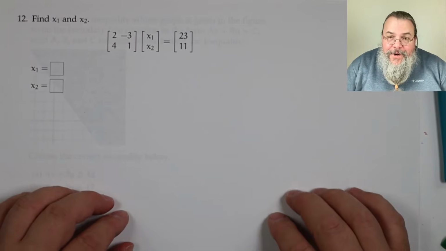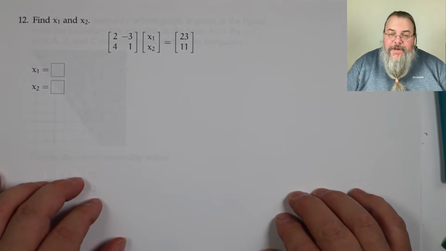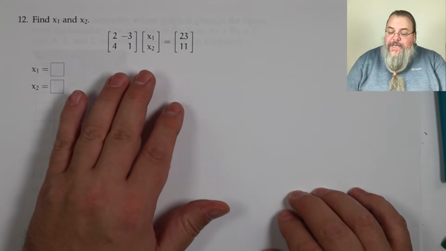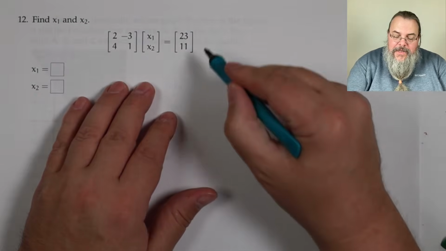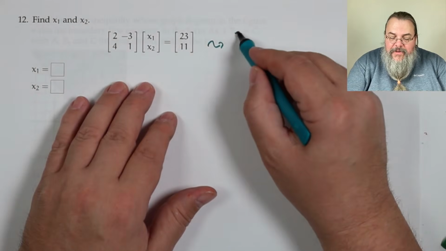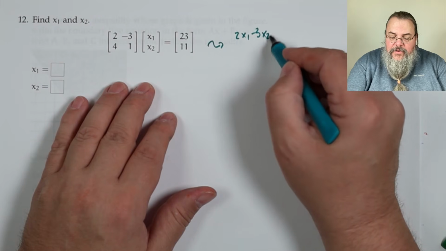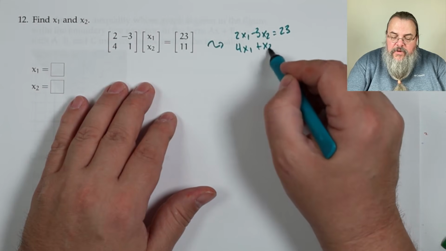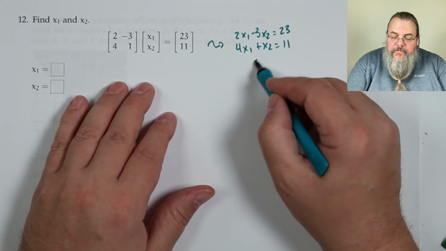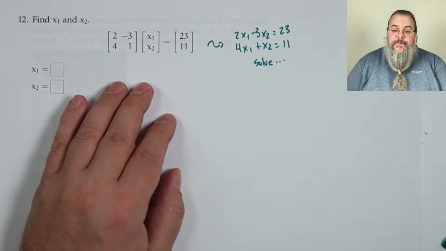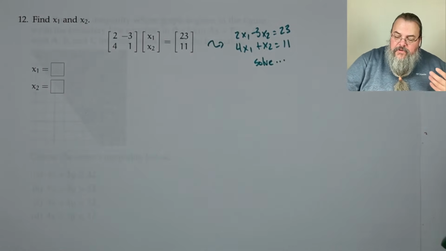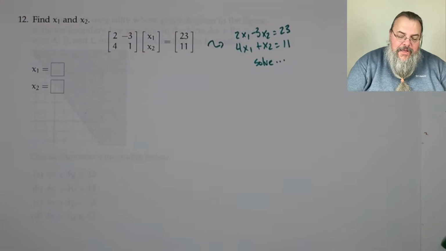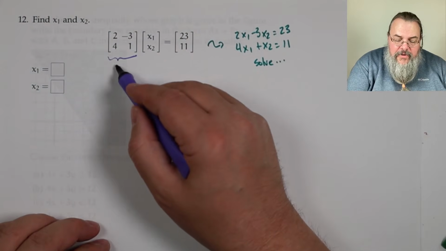All right. Number 12. Find x1 and x2. So there's lots of ways to do this. You can, if you want, say, oh, let me rewrite this. This is the same as 2x1 minus 3x2 equals 23, and 4x1 plus x2 equals 11, and then solve. Because you have a lot of ways to do that. However, I want to do it in the spirit of what the problem wanted you to do. So what did this problem say? Well, it says, here's this matrix, let's call it A.